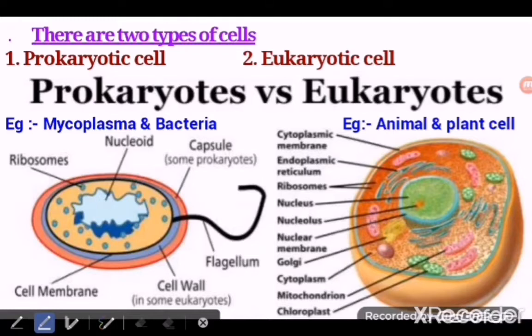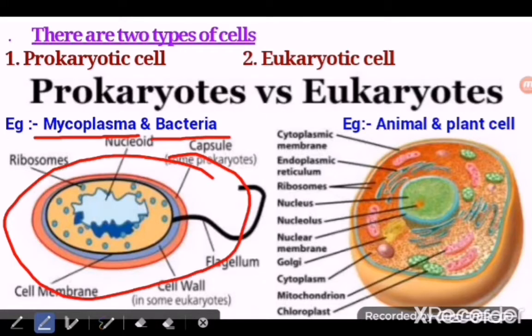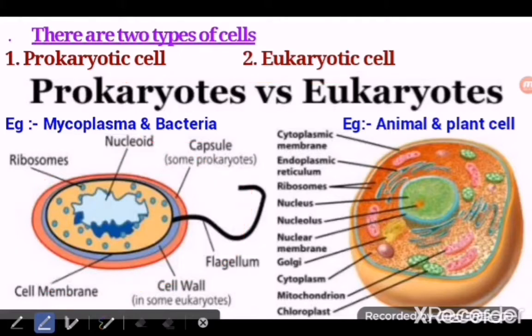What are the examples of prokaryotic cells? Mycoplasma. I think I explained the structure of mycoplasma in earlier videos. If you didn't watch, you can go to the description box, where links are given. And bacteria, this is the bacterial cell. Bacteria is an example of a prokaryotic cell, and mycoplasma is also an example of a prokaryotic cell. What are examples of eukaryotic cells? Animal cell and plant cell. Our cells are eukaryotic cells.